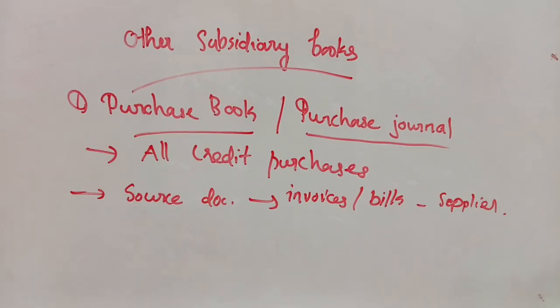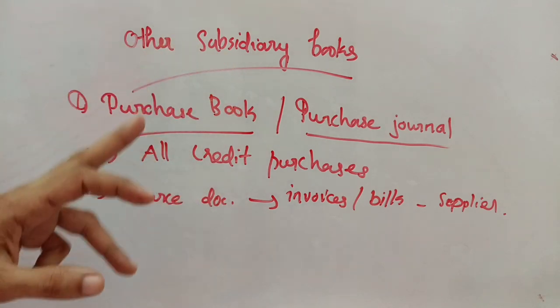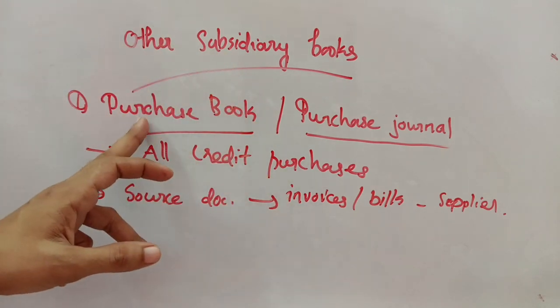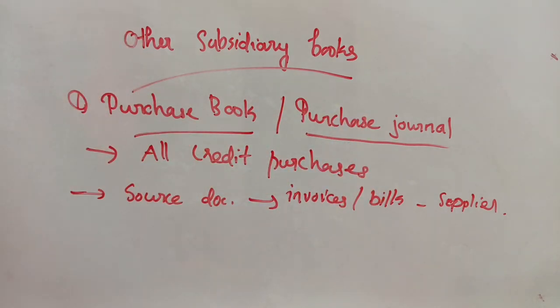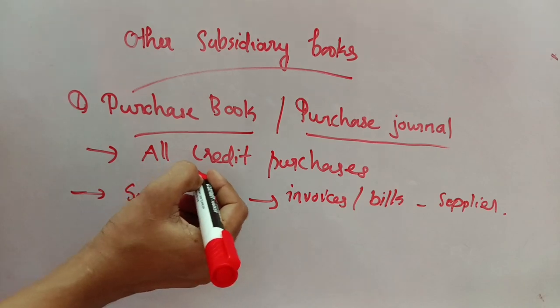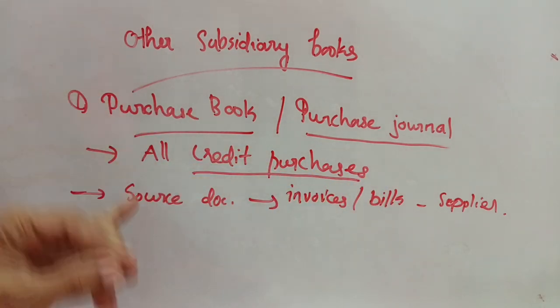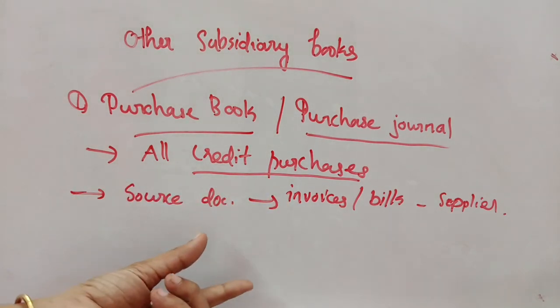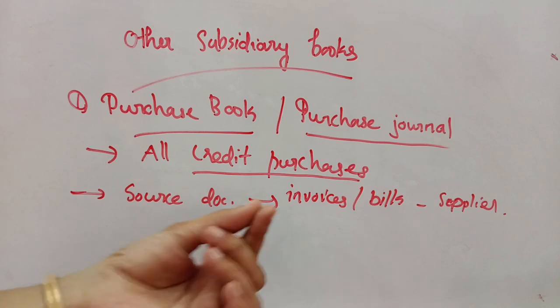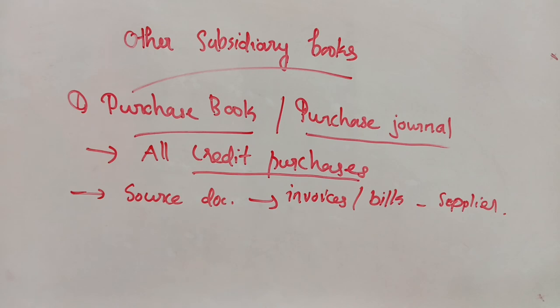Now we can discuss the other subsidiary books. The other subsidiary books mainly include the purchase book, otherwise called the purchase journal. The purchase book or purchase journal is prepared for recording all credit purchases. Cash purchases and purchases of goods other than the goods dealt in by the business are not recorded in the purchase book. Only credit purchases are recorded in the purchase book or purchase journal.